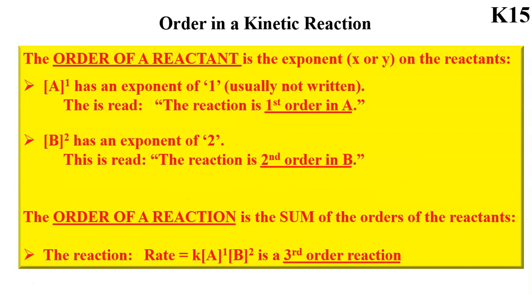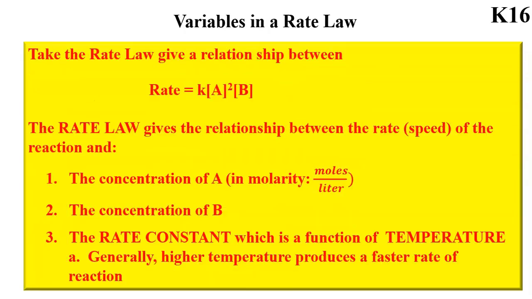Okay, so the order of a reactant is the exponent X or Y on the reactants. So if the concentration of A has an exponent of 1, you usually don't write the 1, but if it does, then that's read as the reaction is first order in A. If the concentration of B has an exponent of 2, then that's read as the reaction is second order in B. So the order number is simply what the exponent is. The order of a reaction is the sum of the orders of the reactants. So the reaction, for example, rate equals K times the concentration of A raised to the first power, times the concentration of B raised to the second power, is a third order reaction. Again, you just simply add the exponents, and that will tell you the order of the reaction.